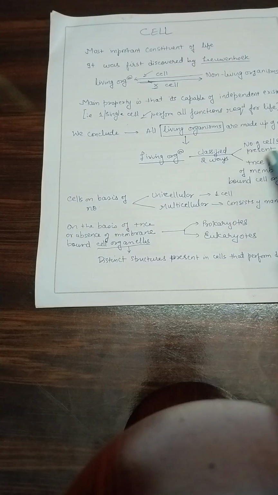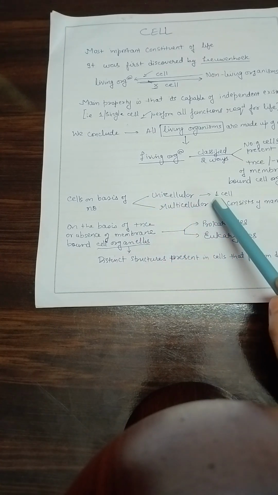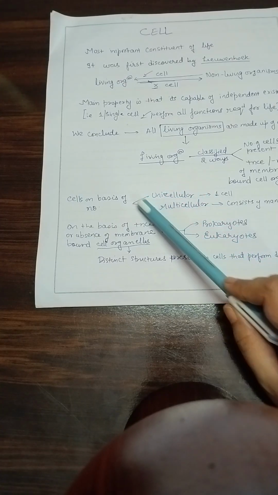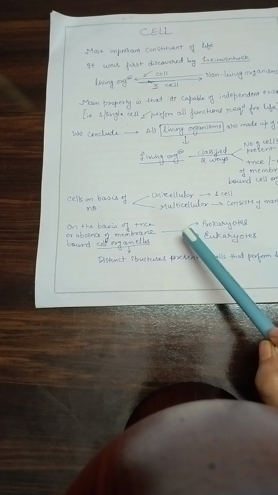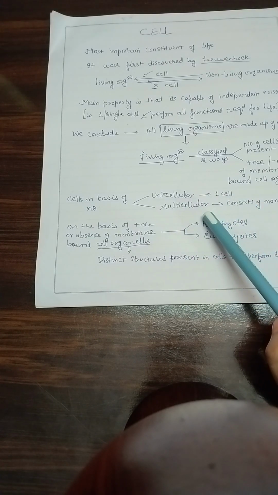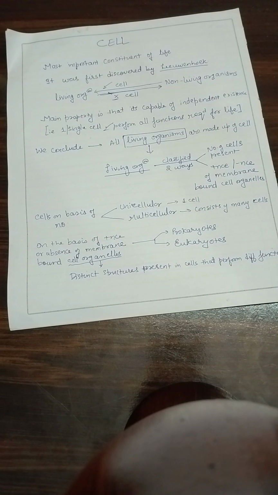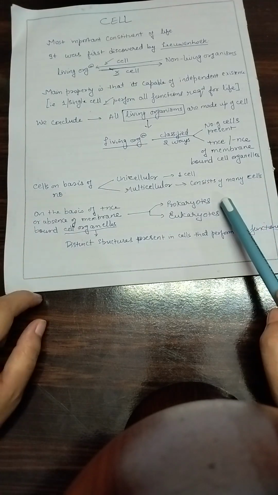Now, if we classify them on the basis of the number of cells in them, we see that there are two groups: unicellular organisms and multicellular organisms. The unicellular organisms are those which are made up of a single cell, and multicellular organisms are those that are made up of multiple cells, where many cells together perform functions for their existence.